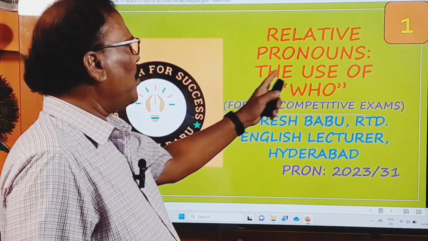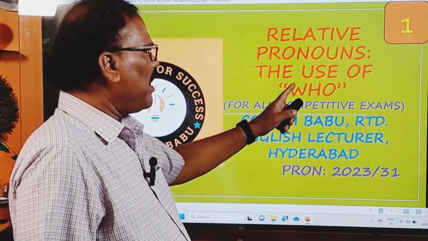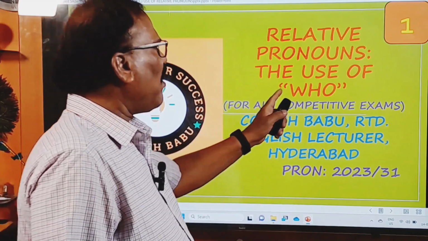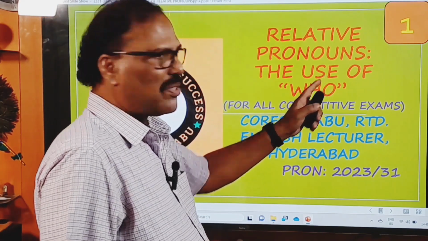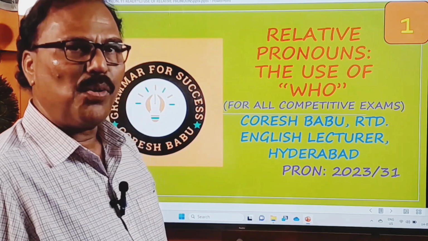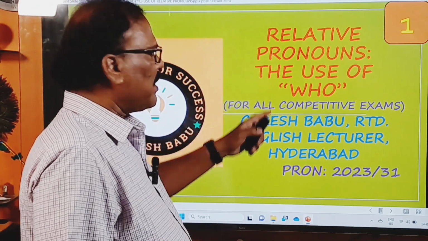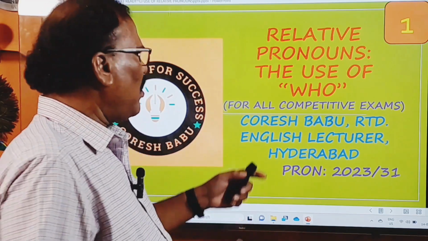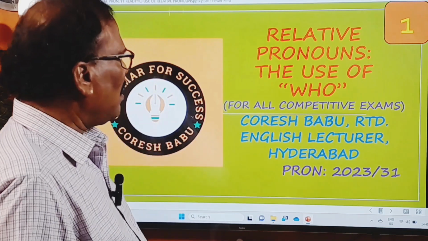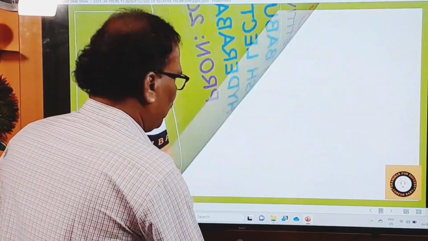Relative pronouns, the use of who. I have mentioned here only who, and other forms that have come from this who are also there. Who, whom, and whose. These three things are there. And this grammatical aspect is very important for all your competitive examinations. Now let's get into the video.